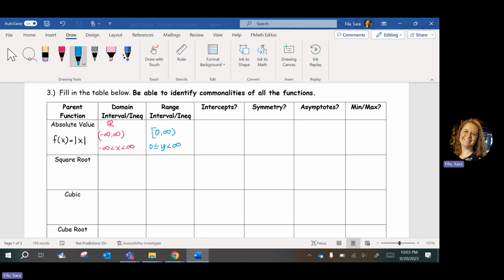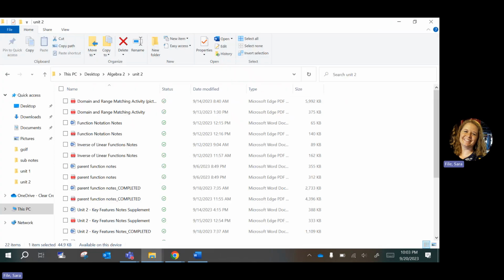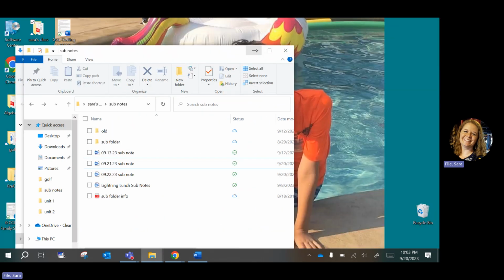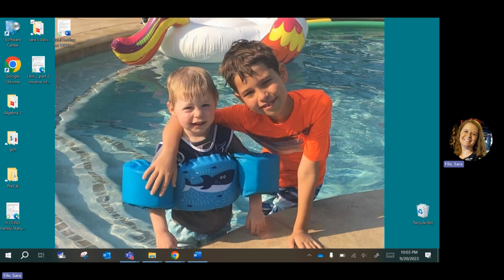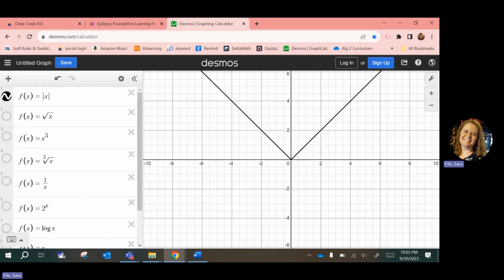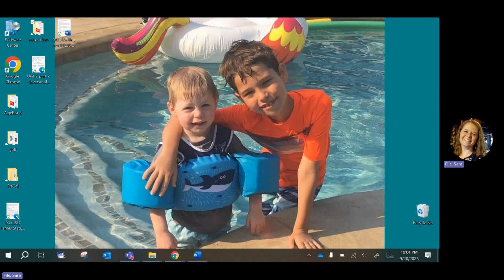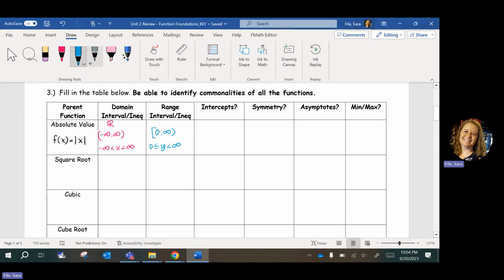Now intercepts. That function, you can go back to it and look. Man, I've got a lot of stuff open. You can click here and see where that intercept is. It's at 0, 0. That's where it's on the y and the x-axis. Remember, if your graph crosses through the origin, that is both an x and a y intercept. So x and y intercepts are 0, 0.